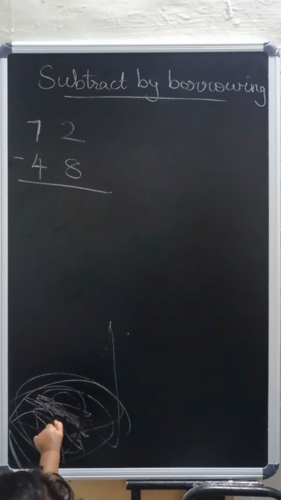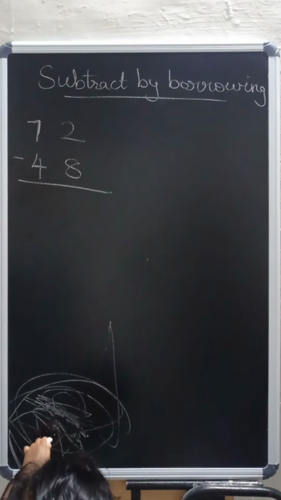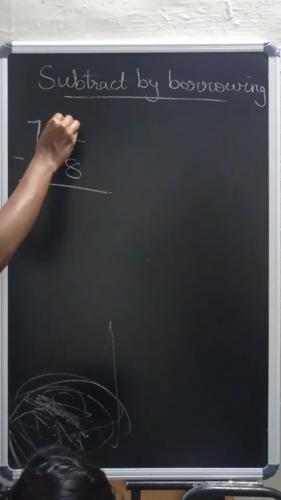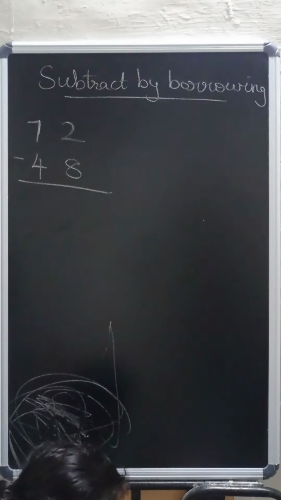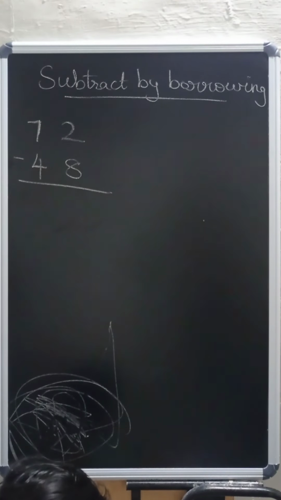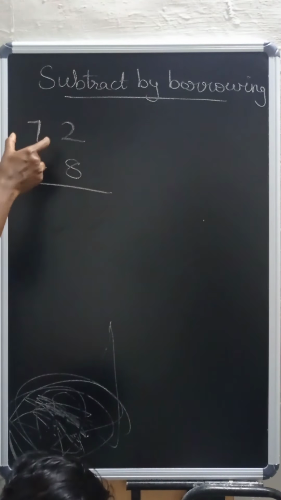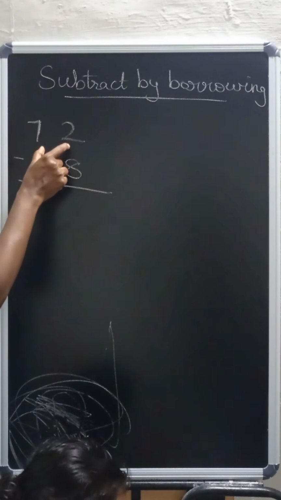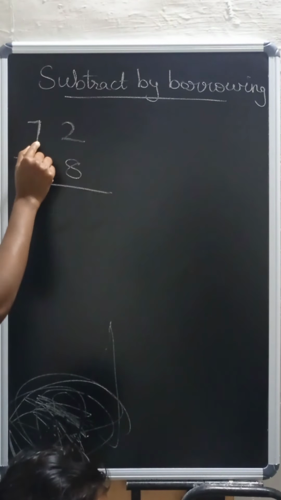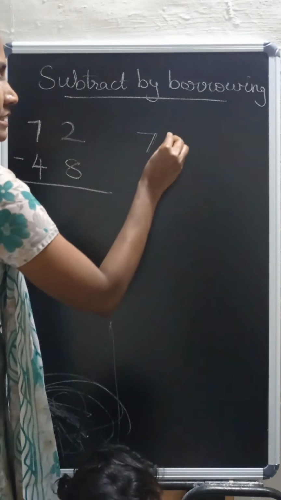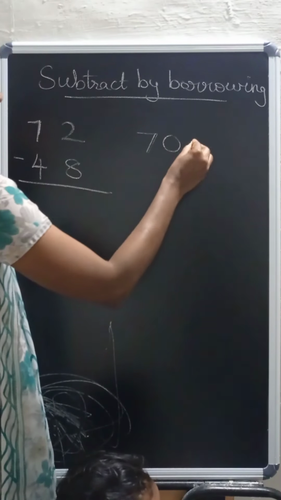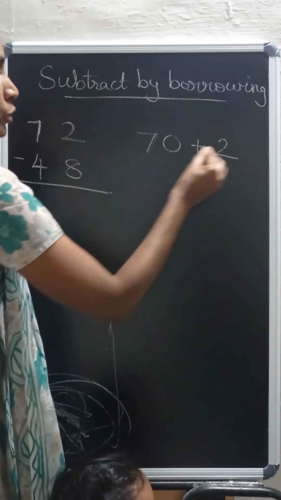Next, we are going to see subtraction by borrowing. I am going to subtract 48 from 72. See, first we will understand subtraction by borrowing. So, for that what I am going to do? I am going to write this number in the expanded form. How can I write? 72 is nothing but 7 tens. That is 70 plus 2 ones.